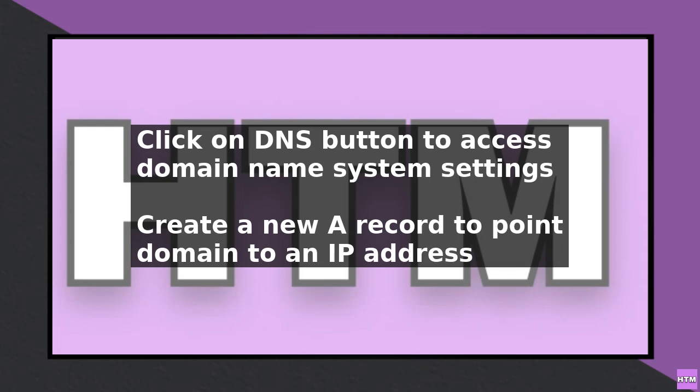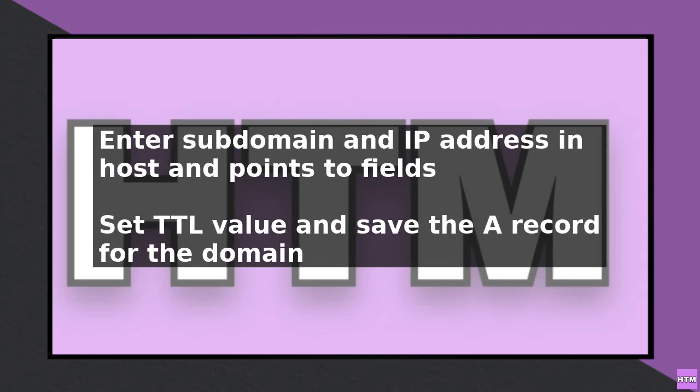In the Points to field, enter the IP address you want to point your domain to. Enter the TTL value, which is the time to live. This is the amount of time the record is cached by DNS servers. The lower the value, the faster the changes will propagate. Click on the Save button to save the A record.